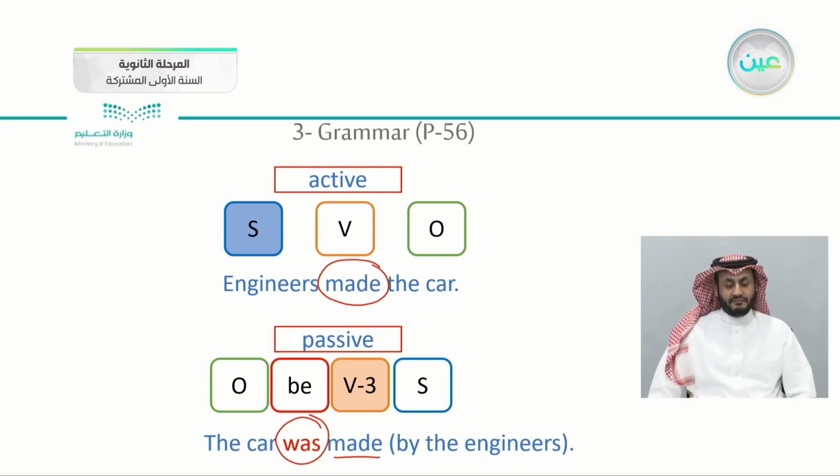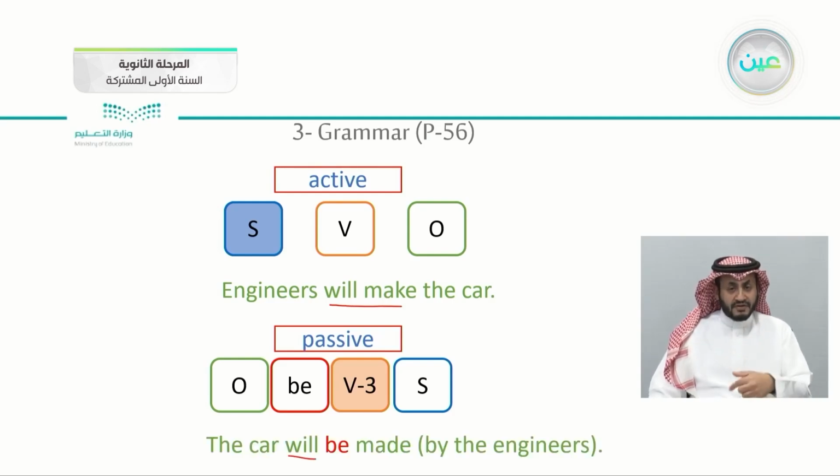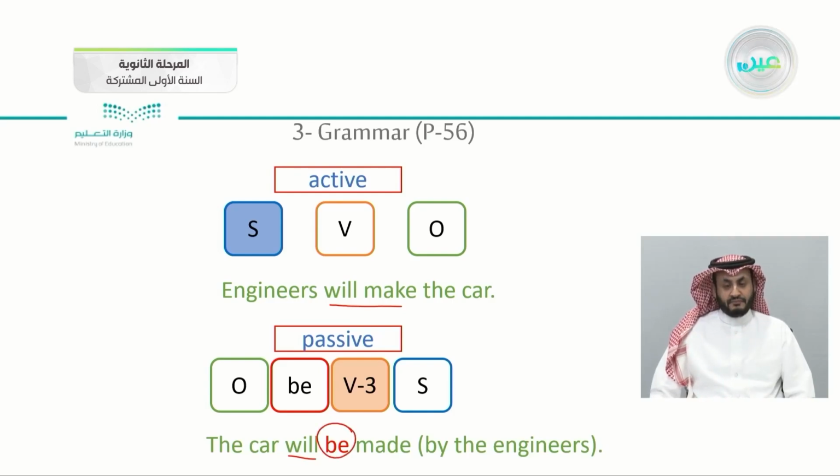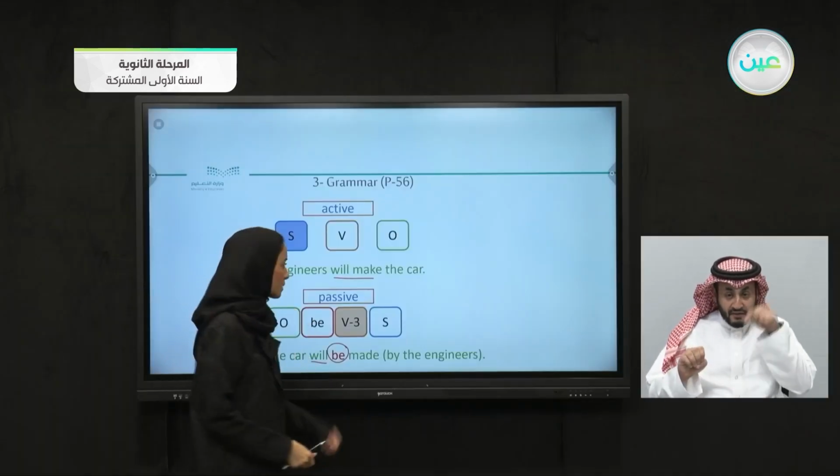The following, how about the future? Engineers will make the car. Notice which tense is in here? It is in the future. So I will start with the object, the car will be made. I have a helping verb already, just add be: will be made. So is, or was, or will be. These are the verbs to be.